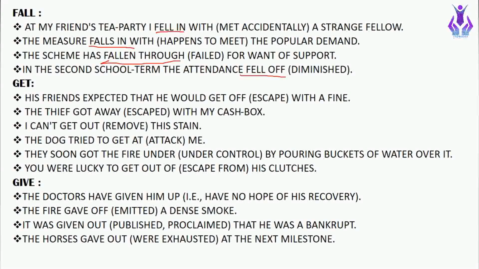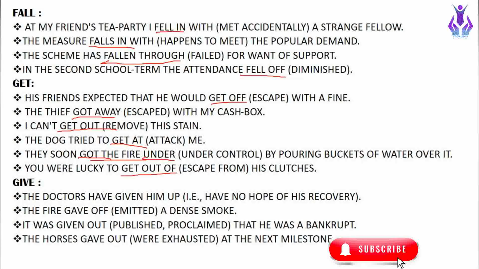The next is get. Get is used in different manners. His friends expected that he would get off with a fine. In the brackets I have just written their meanings, how they are used and what meaning they give us in the sentence. The thief got away with my cash box. I can't get out this time. The dog tried to get at me. They soon got the fire under by pouring buckets of water over it. So got the fire under is a full idiomatic expression. You were lucky to get out of his clutches.